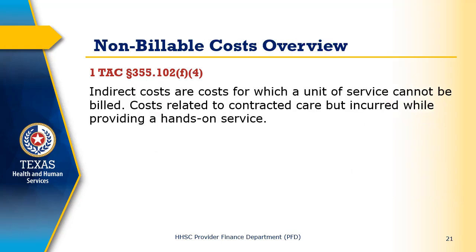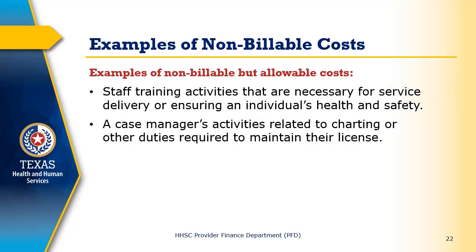This section provides information about various types of non-billable costs that can impact your overall financial reporting. Indirect costs, as outlined in 1 Tax Section 355.102 F4, refer to costs that cannot be charged to a specific unit of service. These indirect costs are essential for the overall performance, even though they cannot be directly billed to clients. Some examples of non-billable costs include salaries for administrative personnel, as well as related non-labor expenses. The next slide provides more explanation of non-billable but allowable costs.